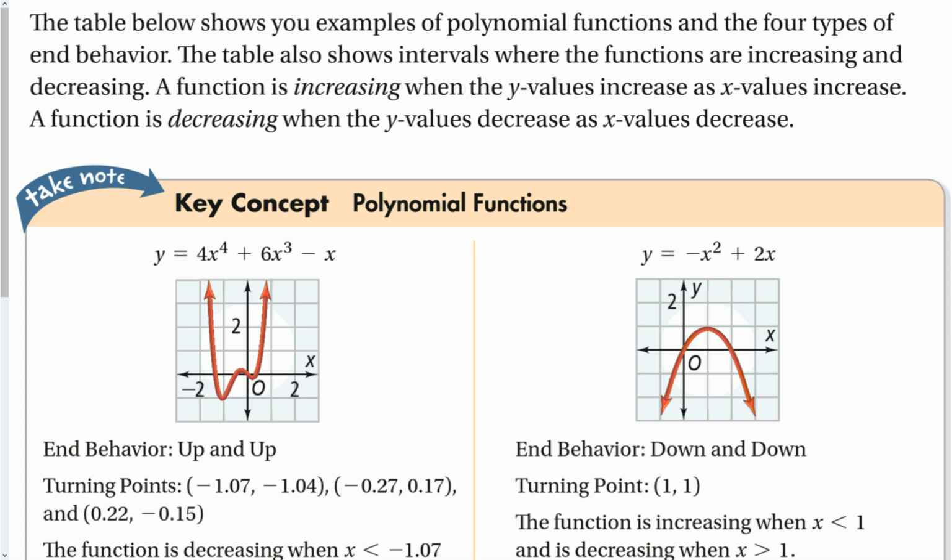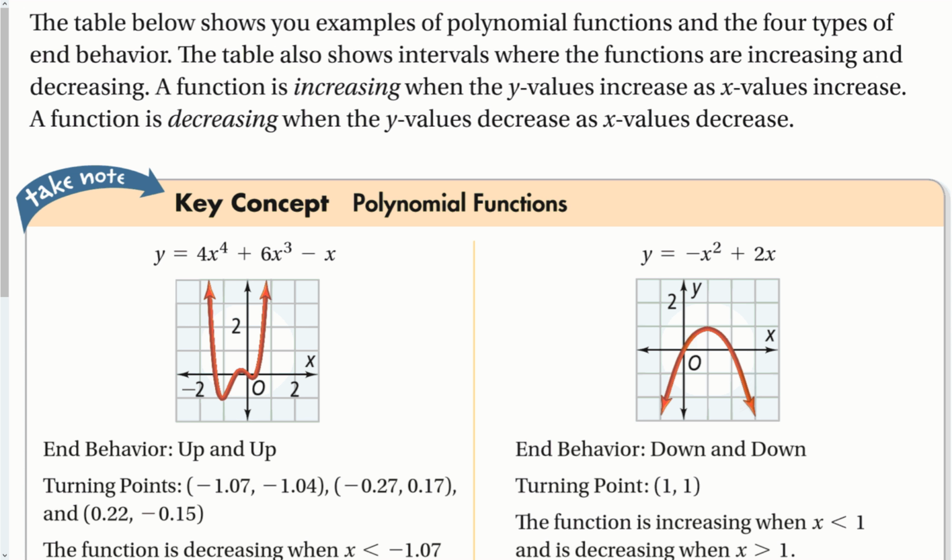And that's what we call end behavior, either up or down to the left and to the right. This table also shows us intervals where the function is increasing and decreasing. That is pretty obvious based on the graph. If we read a graph left to right, which we always do, you should be able to tell if the graph is going down or up.